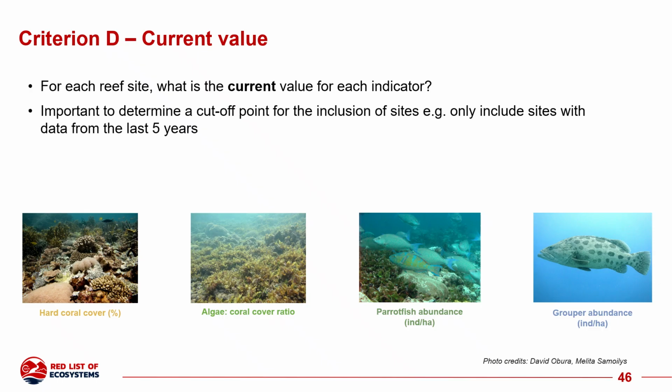It is important to determine a cutoff point for the inclusion of sites to get an estimate of the current state as closely as possible. For example, you may choose to only include sites with data from the last 5 years. The window allows you to include sites which may not have been surveyed in the latest round of monitoring, but which still have fairly recent data, thereby increasing your sample size. You can then select the most recent value for each site within this window, or average across all surveys at a site during that period.